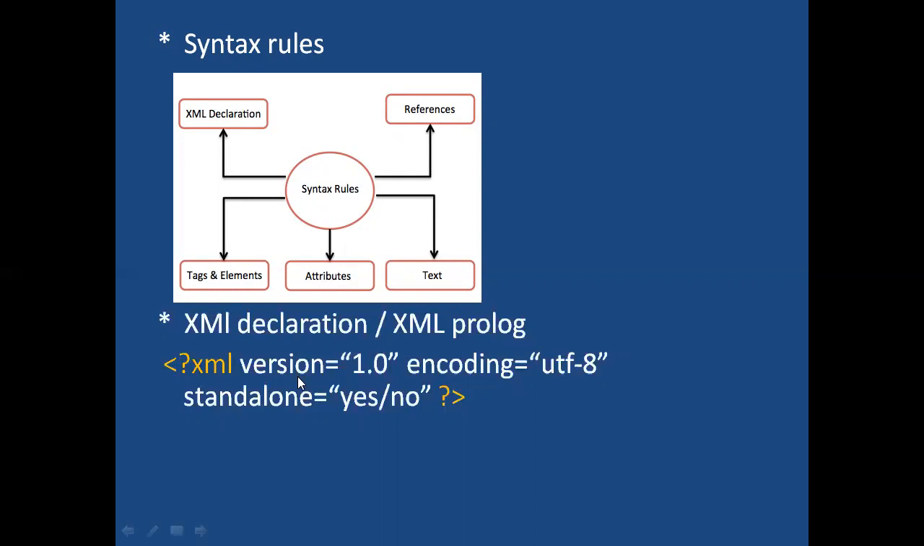Okay. The next parameter is standalone. It informs the parser whether the document relies on information from an external source. The default value for standalone is no. Setting it to yes tells the processor that there are no external declarations required for parsing the document.